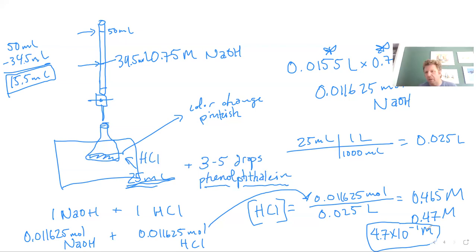One of the biggest things that people mess up on with this and titrations in general is they forget to add their indicator solution. If you don't add an indicator solution, your solution's never going to change color. And so it's going to take forever, because you're not going to be able to visualize anything.